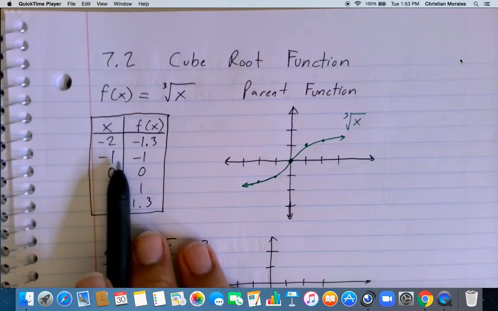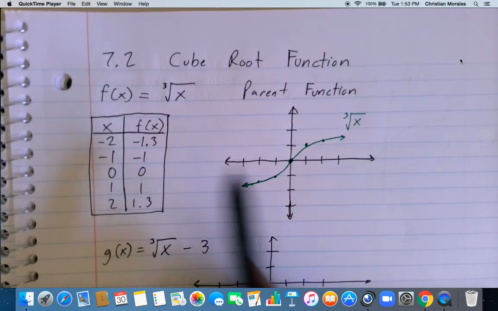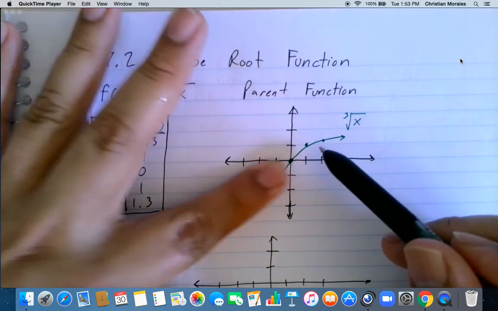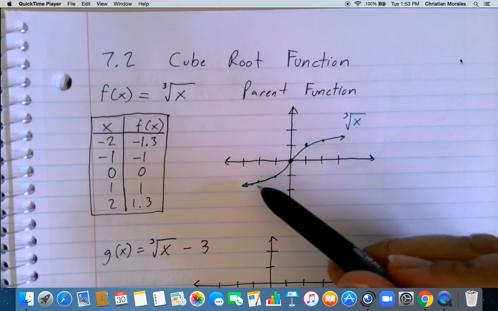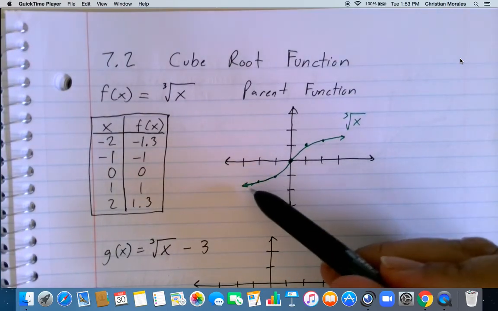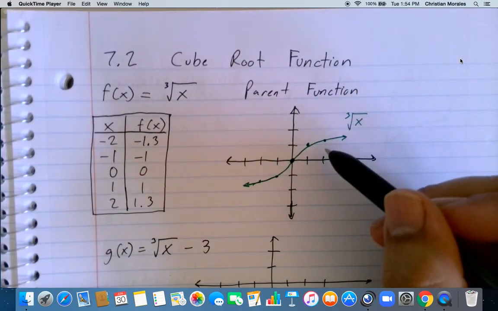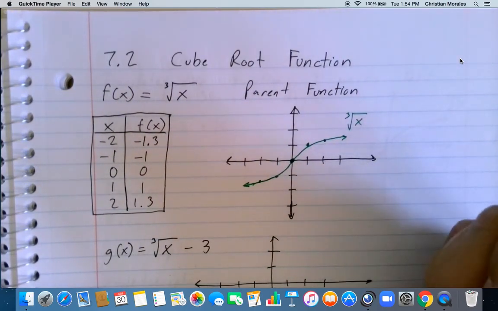Now here's the difference. There's negative numbers now. If you just looked at half of it, it looks just like the other one. The difference now is that it includes a negative set of coordinates going this way. Okay? So this is the parent function. This is what it looks like. Of course, same as before, you can change it.